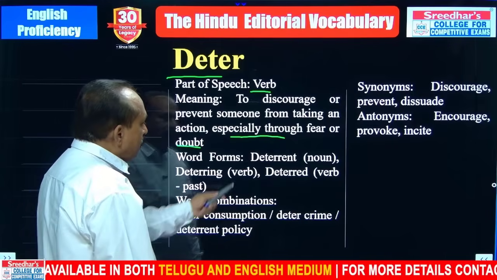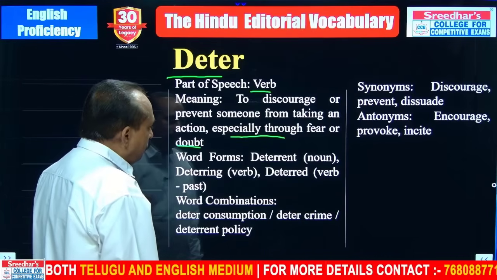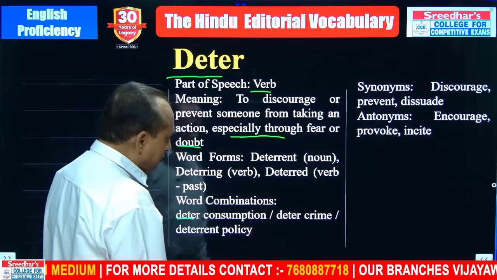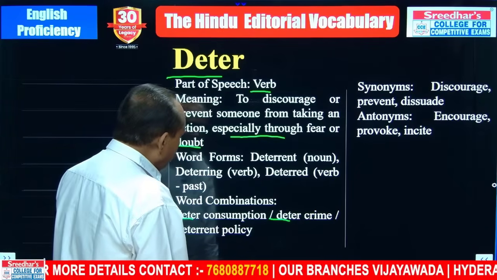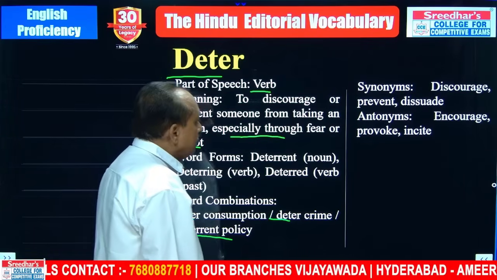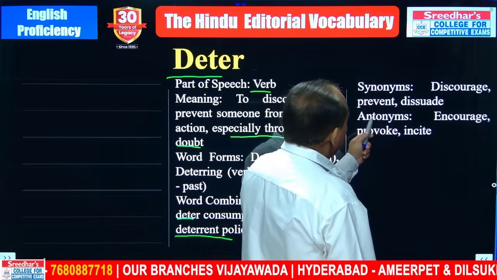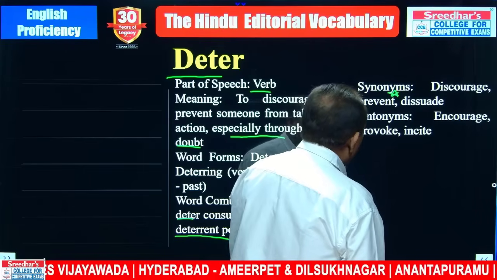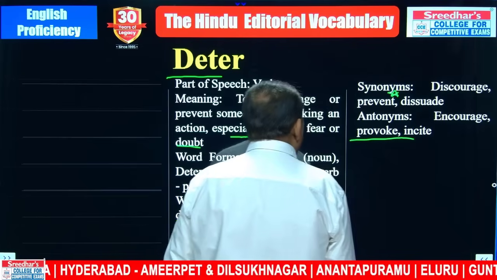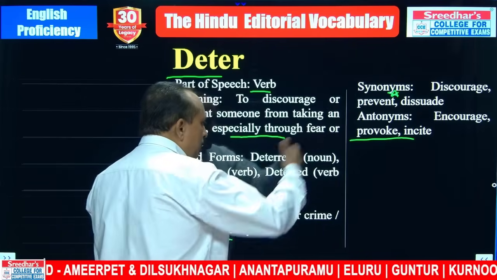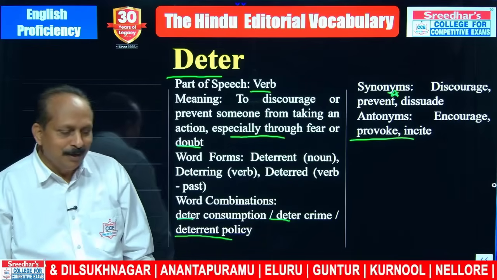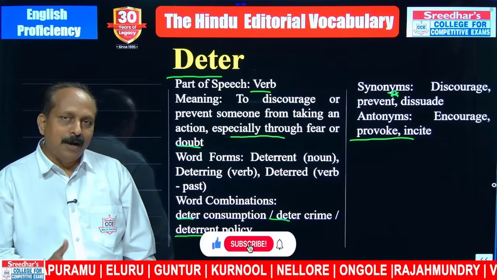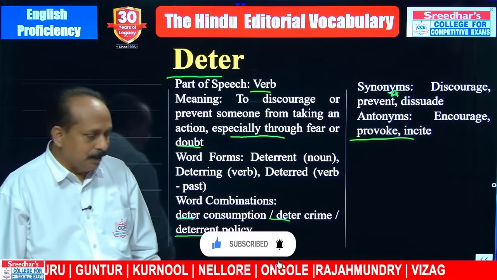Word forms: deterrent, very important noun, deterring verb, deterred verb. Word combinations: deter consumption. In this context, deter crime means prevent, deterrent policy. Synonyms: discourage, prevent, dissuade, important word. Antonyms: encourage, provoke, incite. Not exactly. And when you see words like provoke, incite, and instigate, you should also recollect. And there's one more: incite, INSIGHT. That also you should recollect.